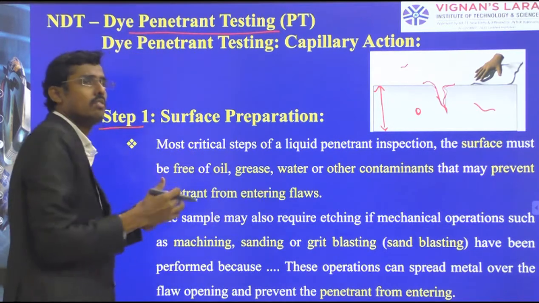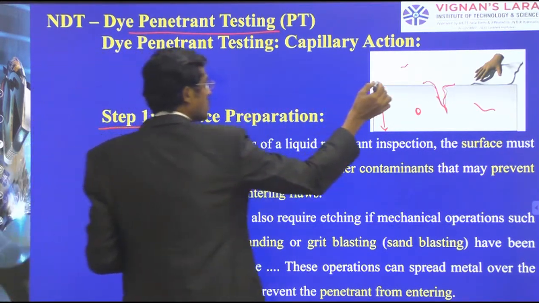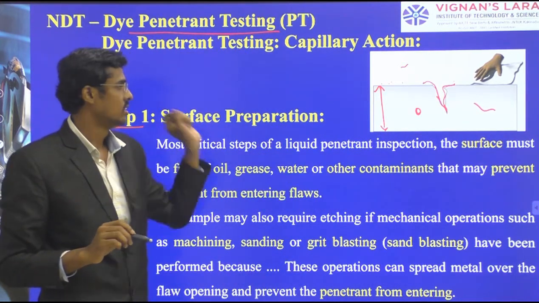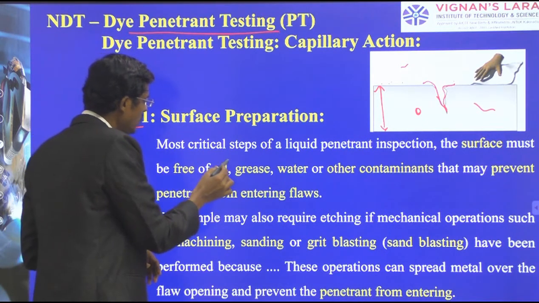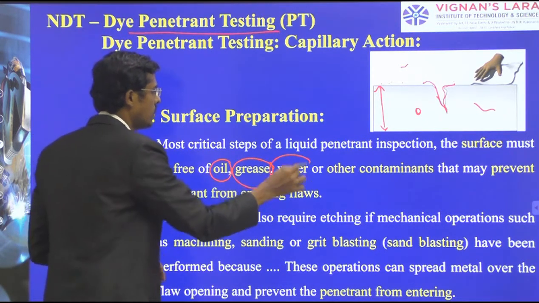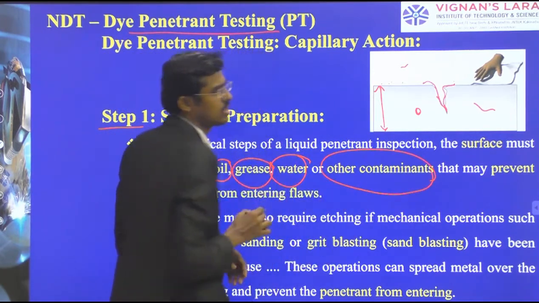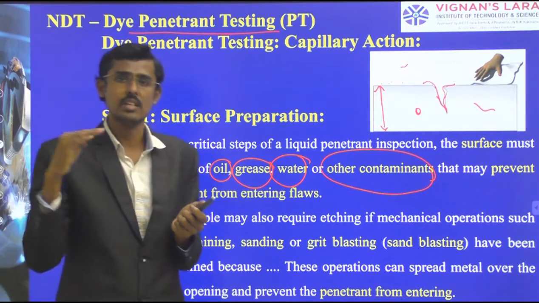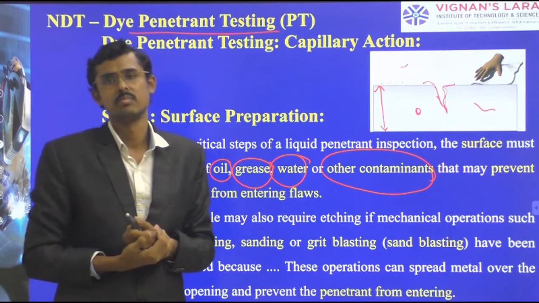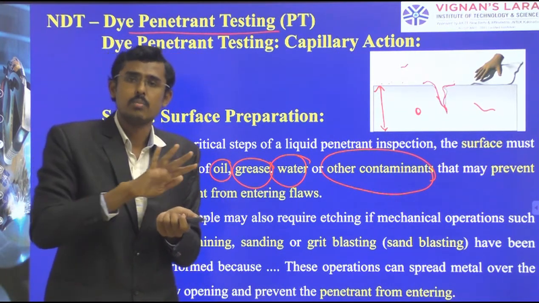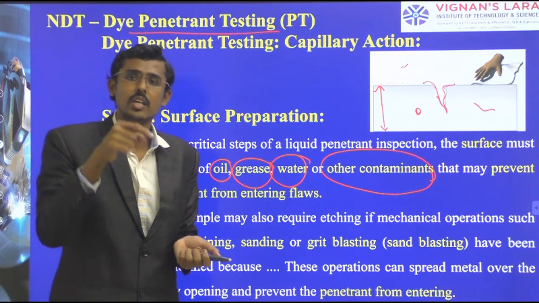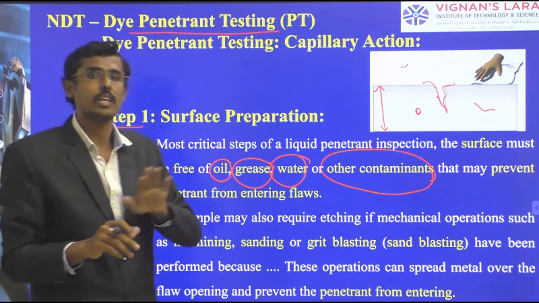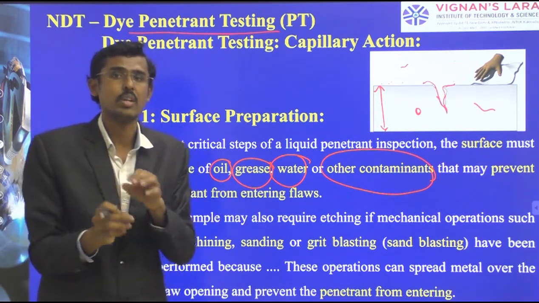So initially we want to clean the surface first. The most critical step for liquid penetrant inspection is that the surface must be free of oil, free of grease, free of water, and free of other contaminations like dust particles. We should prevent them because they will not permit the liquid penetrant to go inside the cracks. Therefore, it should be cleaned properly, in such a way that when we apply the penetrant, it goes inside the crack and reflects so that we are able to see it. We should not have any obstacle. That's important. Therefore, we are cleaning.